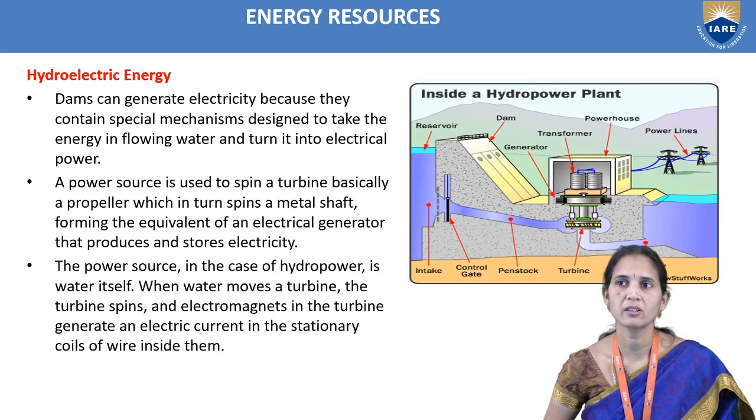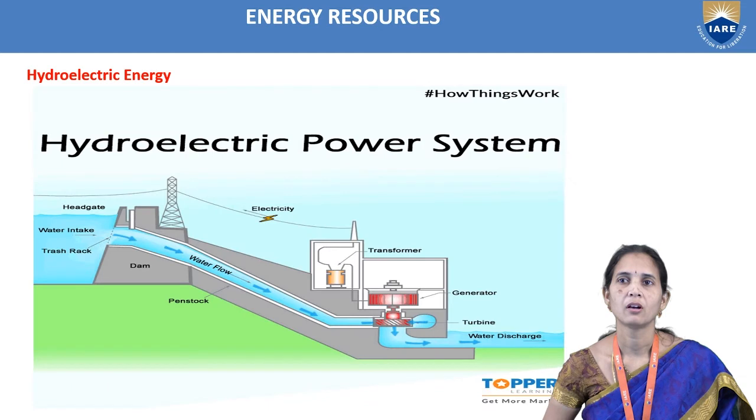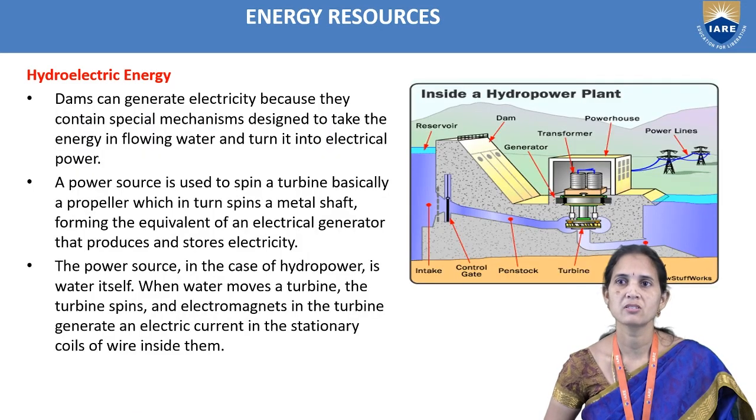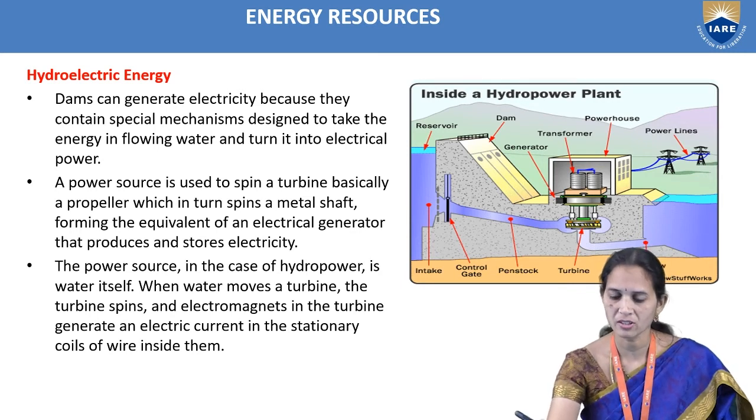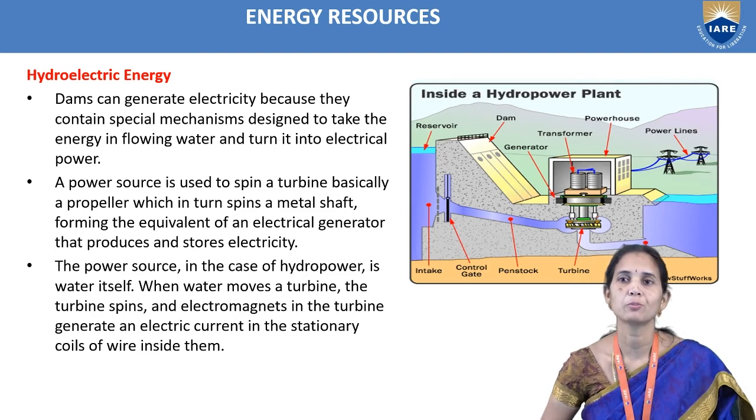We can see in this diagram how the hydroelectric power system works. Dams generate electricity because they contain a special mechanism designed to take energy in flowing water and turn it into electrical energy. A power source is used to spin a turbine, basically a propeller, which in turn spins a metal shaft. So we are arranging turbines here, forming the equivalent of an electrical generator that produces and stores electricity.